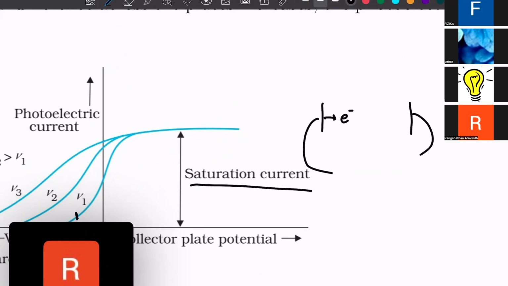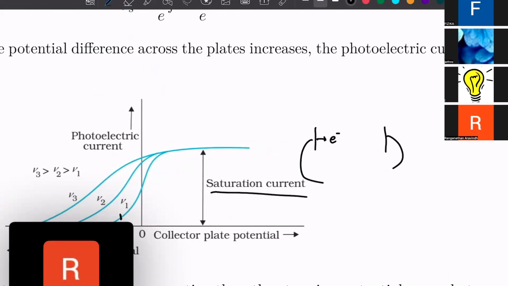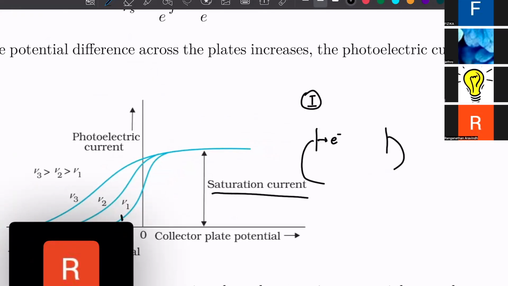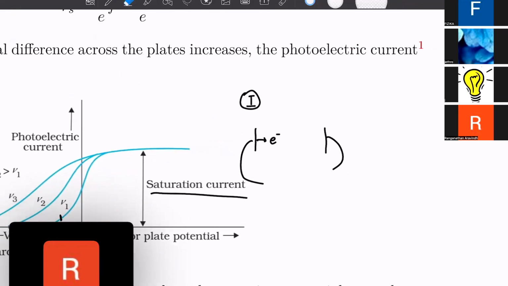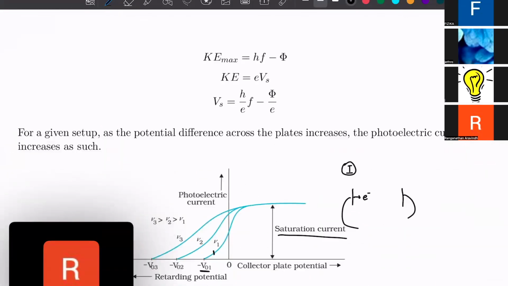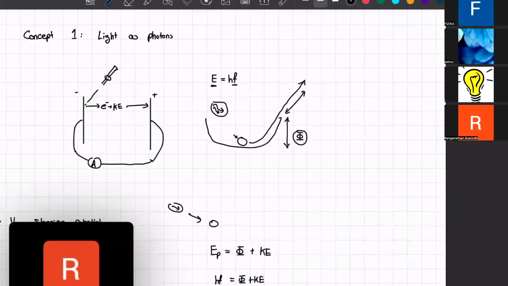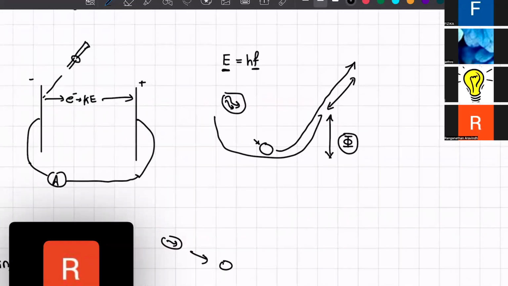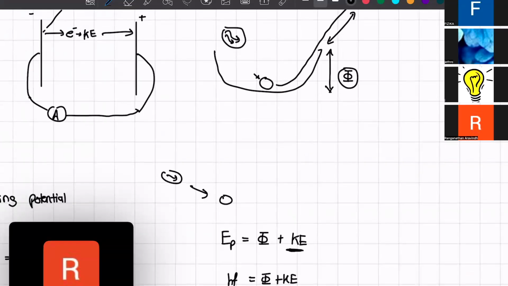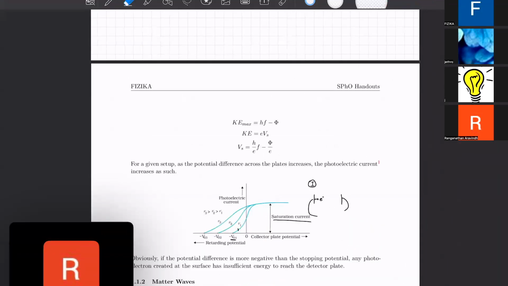So that will be like the max current. And the only way you can increase the saturation current is by intensity. Okay, I'll come back to this soon. So what I want to say is that this saturation current is independent of your frequency, because even if you increase your frequency, as I've mentioned before, frequency will only change this excess kinetic energy. The frequency does not change the saturation current. Okay.